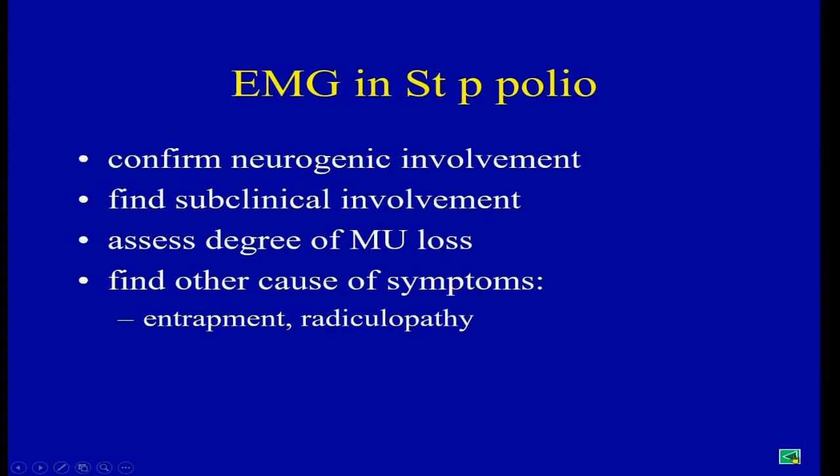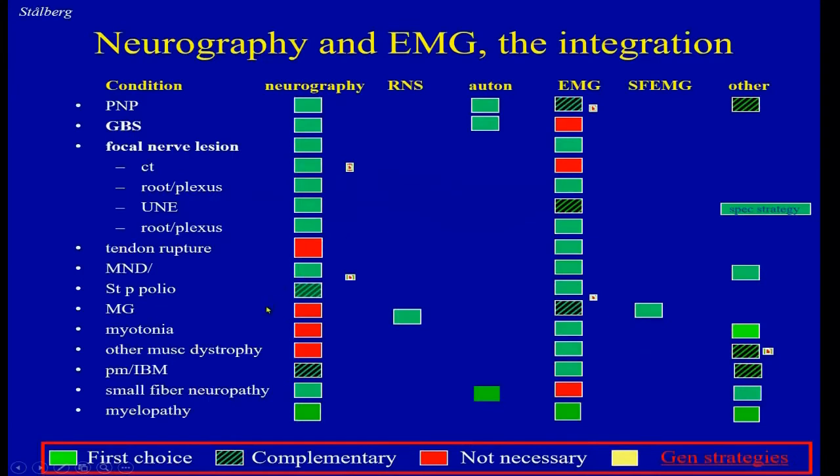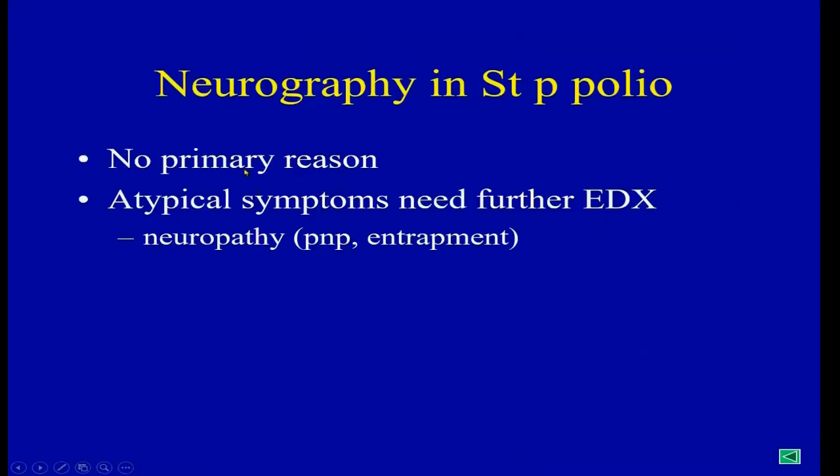The neurography is not really the first method of choice. We do not diagnose post-polio syndromes or anything special, but if the patient has atypical symptoms or the whole situation is unclear, then it can be good to do neurography, and that is mainly to detect other conditions, parallel conditions to the polio sequelae.